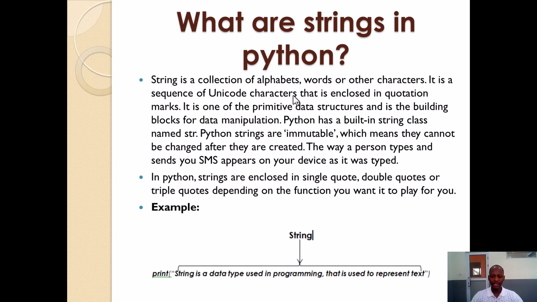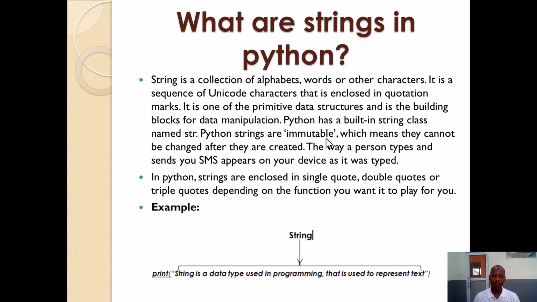Now, Python has a built-in string class named str. Now, this str is used to convert numbers to strings. Python strings are immutable. Now, this means that they cannot be changed after they are created.